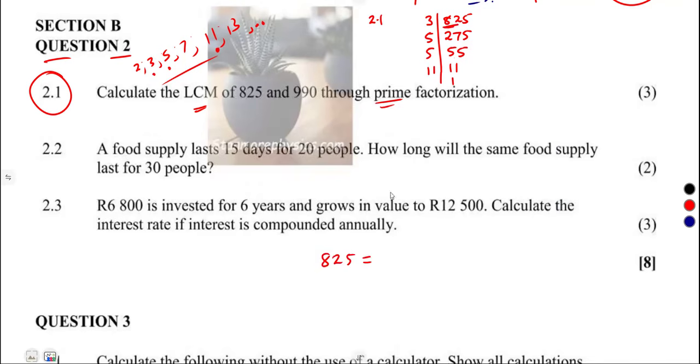825 can be written as 3 times 5 times 5, which is 3 times 5 squared times 11, like this. Okay, so then we move on to 990, doing the same thing. We're going to start with the smallest prime number. Of these prime numbers, start with 2. So 2 is going to work since we've got a 0 there.